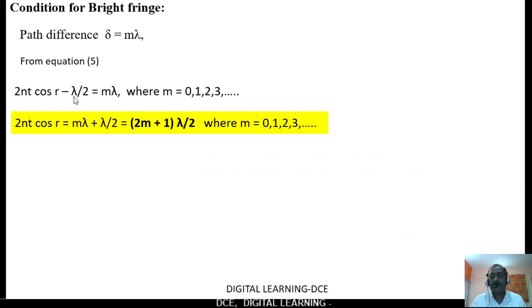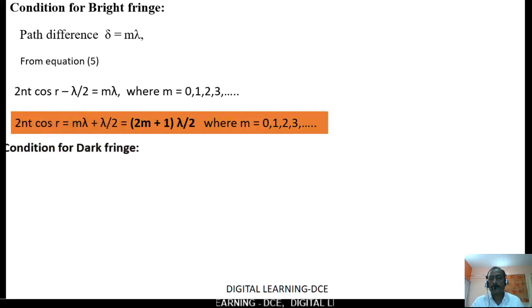Here on further simplification, 2nt cos r equals m lambda plus lambda by 2. When lambda by 2 comes to the right side of this equation, it becomes m lambda plus lambda by 2. On further simplification, we get the condition for bright fringe: 2m plus 1 into lambda by 2.